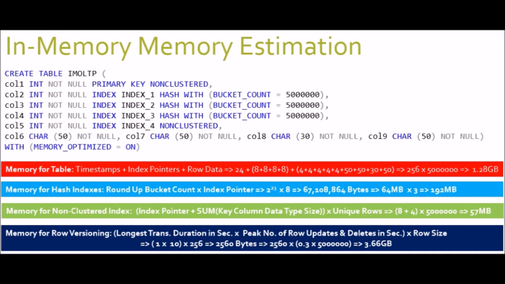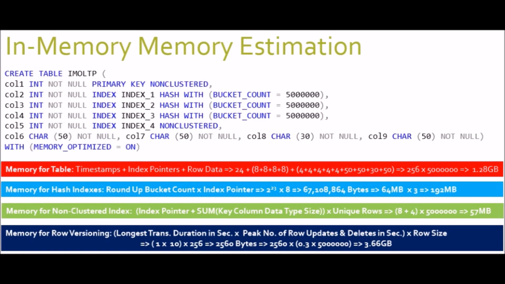The other one is the hash indexes. I need to round up the bucket count because 5 million is not a valid number. We need to round it up to a power of 2 which is nearest, more than 5 million but close to 5 million. So it will be 2 to the power of 23 times 8, which is the index pointer. So for hash indexes it is 64 MB times 3, which is 192 MB. It's not that huge.